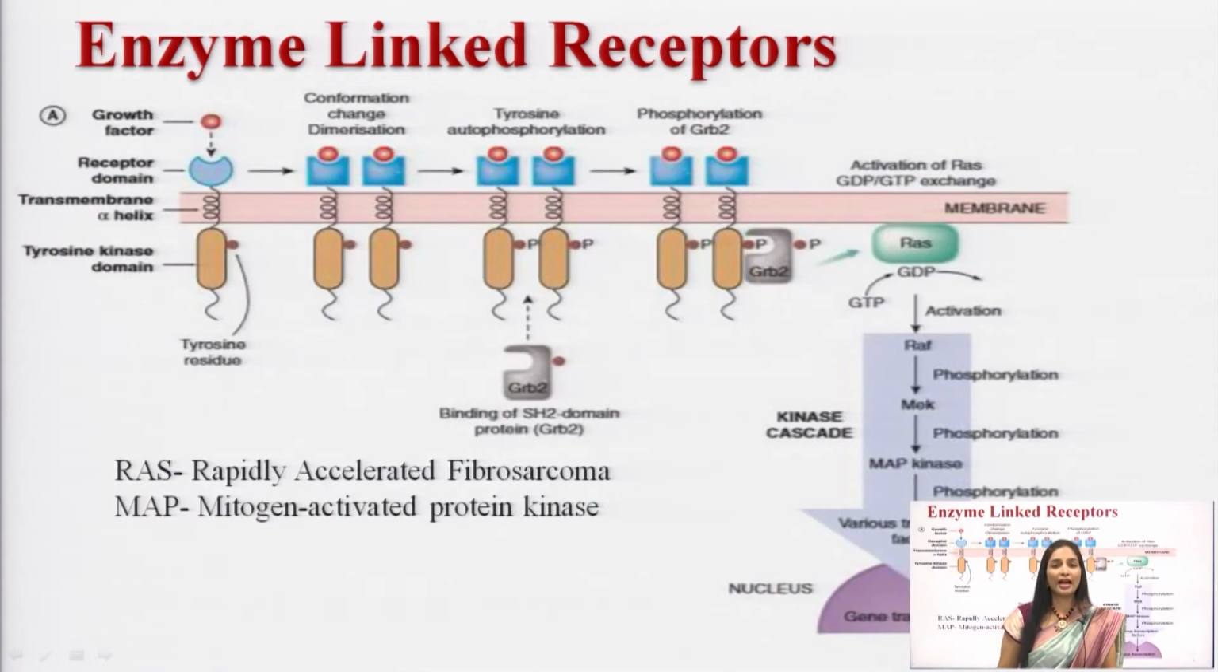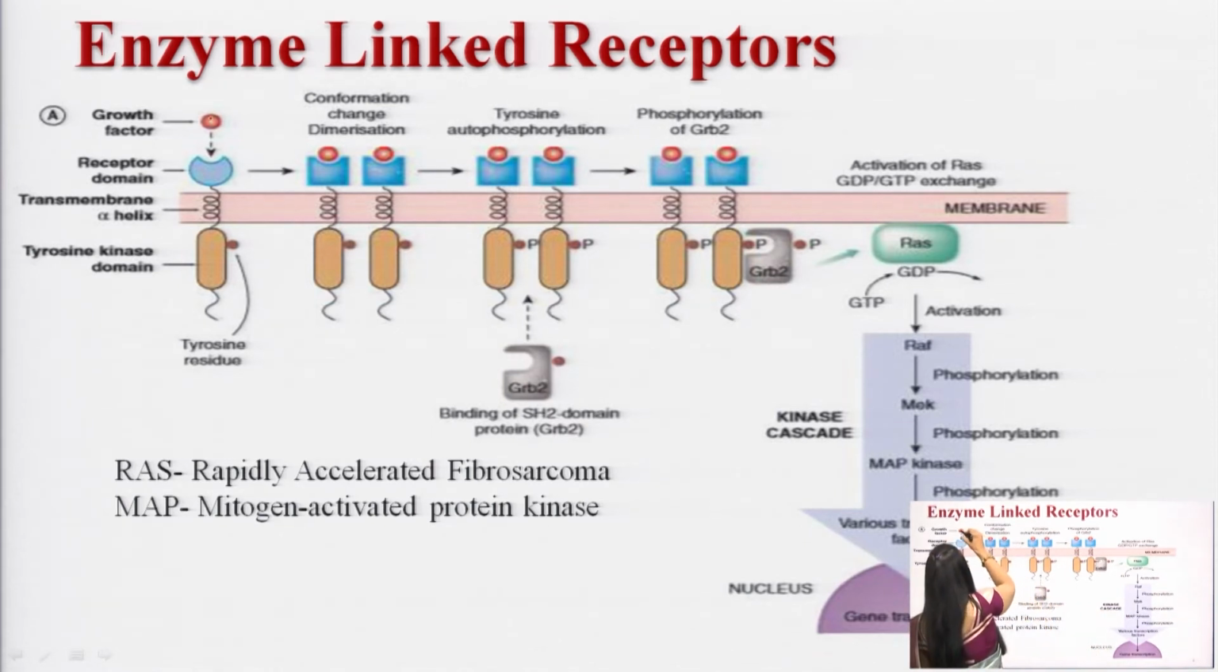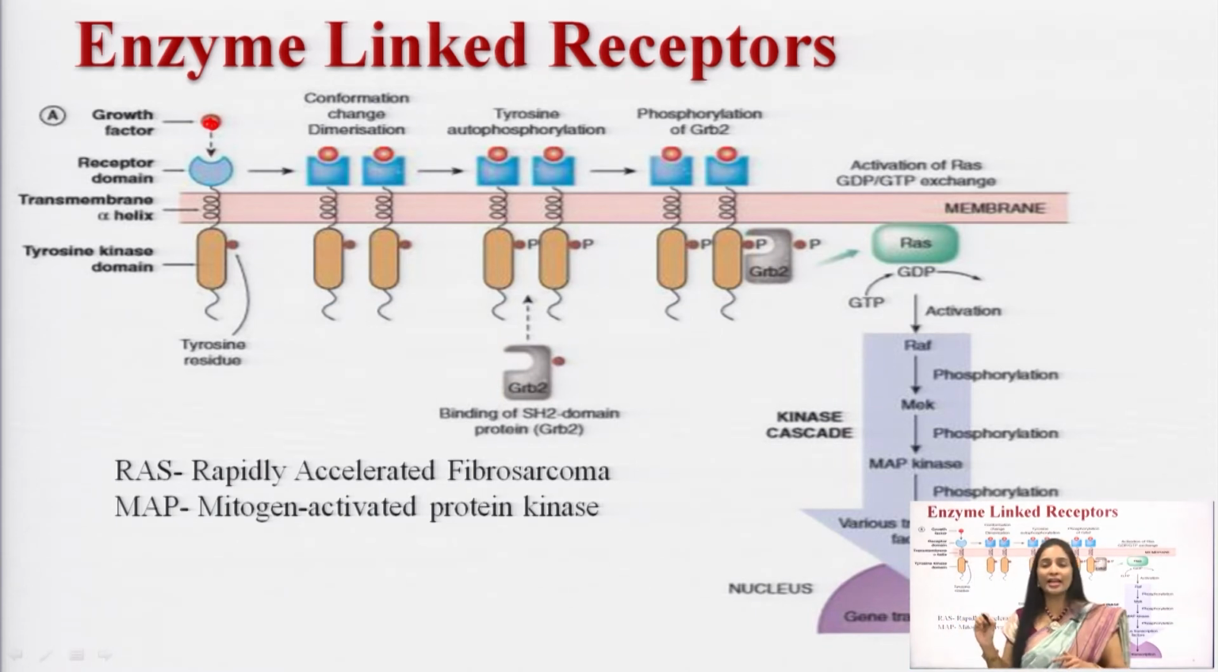So, this is a diagram where we can explain in a better way how the enzyme linked receptor shows its action, how the cellular effects will be seen by the enzyme linked receptor. So, see here students, this is a growth factor. Growth factor is an example that falls under enzyme linked receptor. If there is no growth factor bound to its receptor, if there is no ligand, just imagine, the receptor will be present in a monomeric form.